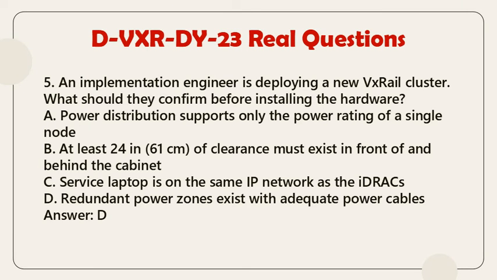5. An implementation engineer is deploying a new VxRail cluster. What should they confirm before installing the hardware? A. Power distribution supports only the power rating of a single node. B. At least 24 in, 61 centimeters, of clearance must exist in front of and behind the cabinet. C. Service laptop is on the same IP network as the iDRACs. D. Redundant power zones exist with adequate power cables. Answer: D.